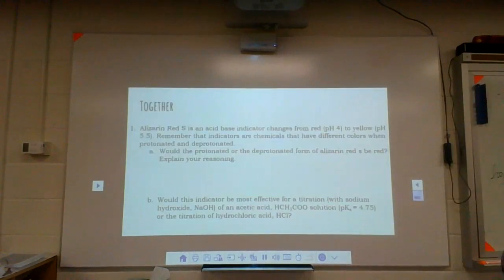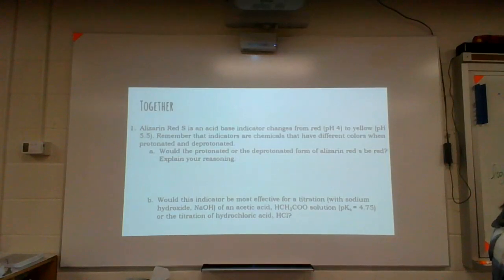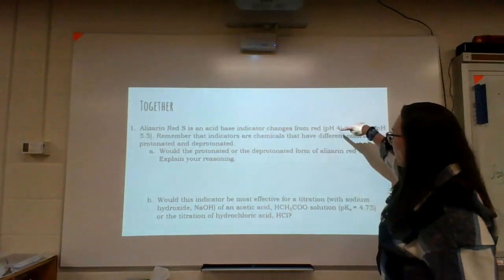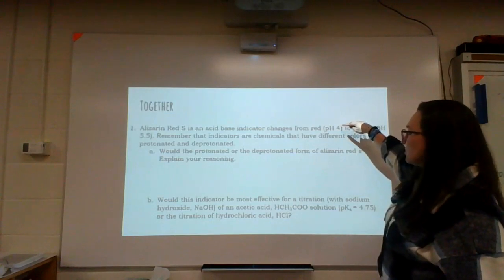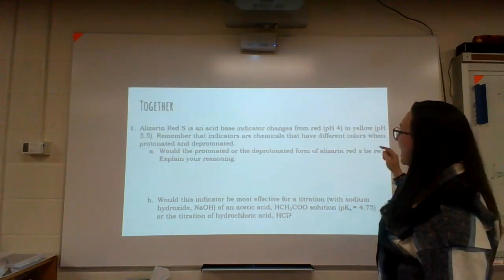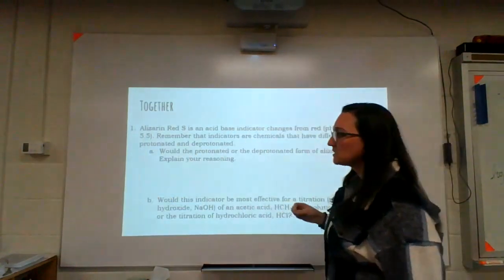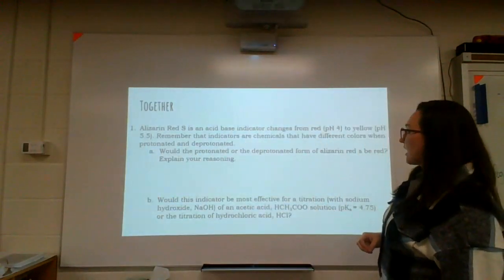Okay, so here's the I-do. Alizarin red S is an acid-base indicator that changes from red at a pH of 4 to yellow at a pH of about 5.5. Remember that indicators are chemicals that have different colors when protonated and deprotonated. So, would the protonated or the deprotonated form of alizarin red be red? Well, recall that at a pH of 4, the lower the pH, the more free hydrogens there are. And when our pH is 5.5, that means we have fewer free hydrogen ions.